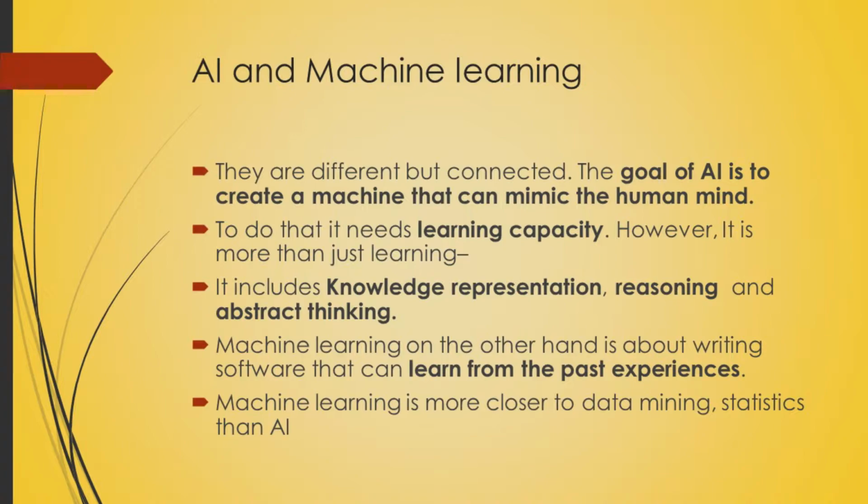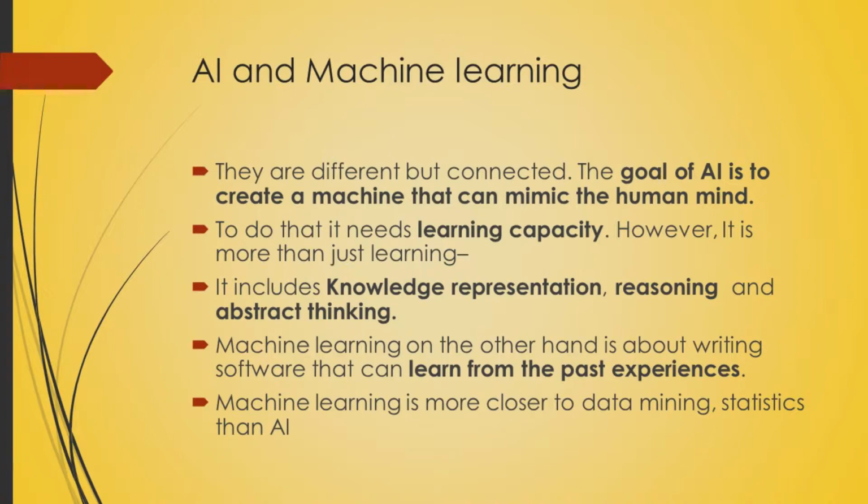To do that, it needs learning capacity. But it is more than just learning. It also involves knowledge representation. How does the reasoning happen in terms of a machine? And how do we represent abstract thinking, right? So all that is part of artificial intelligence. It's related to the way we think, okay?